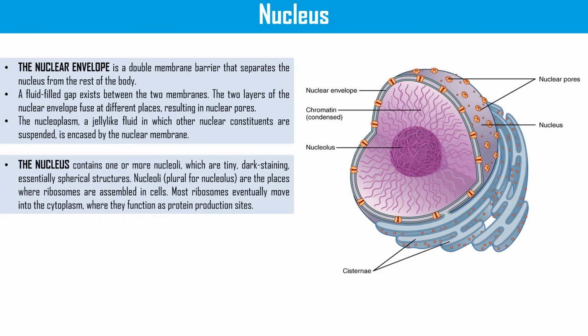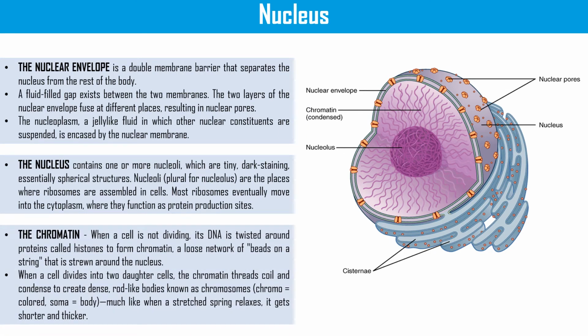Next is the nucleolus. The nucleus contains one or more nucleoli, which are tiny, dark-staining, essentially spherical structures. Nucleoli, the plural of nucleolus, are the places where ribosomes are assembled in the cell. Most ribosomes eventually move into the cytoplasm, where they function as protein production sites.